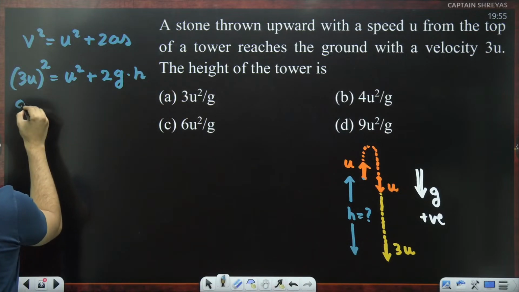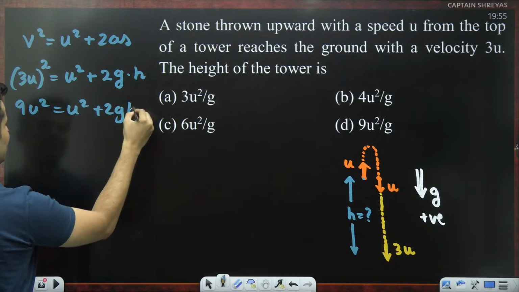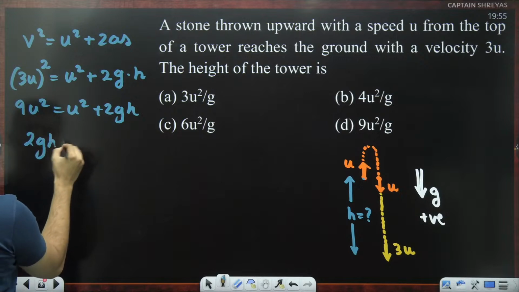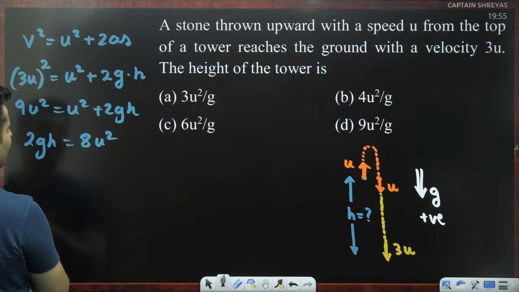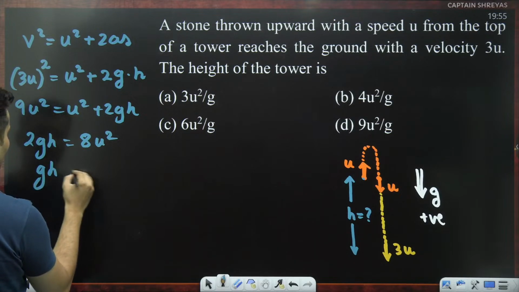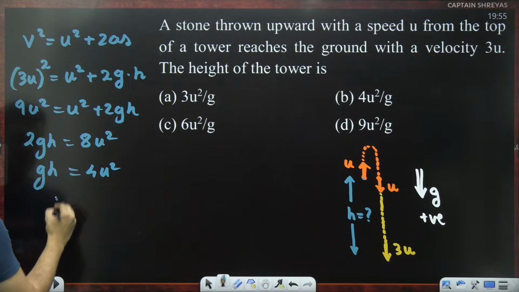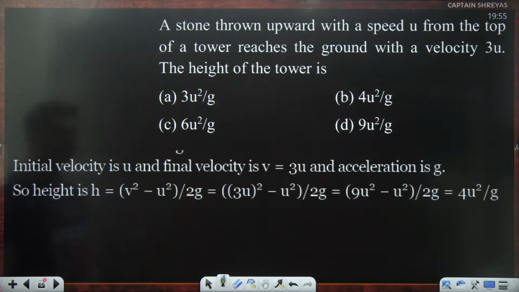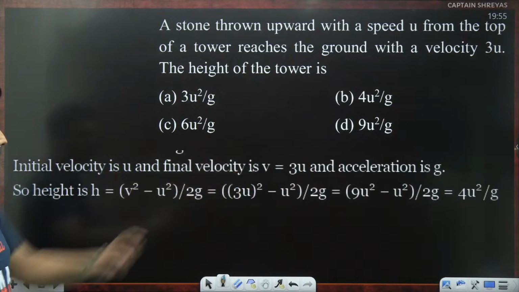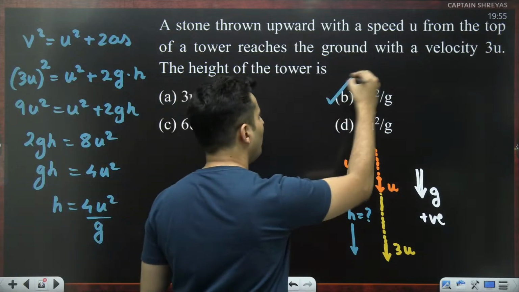So this will become 9u square equals u square plus 2gh. So 2gh, 9 minus 1 is basically 8, so it will become 8u square. So gh will become 4u square because 8 cancels with 2 four times. Hence, h will become 4u square divided by g, which is option B.